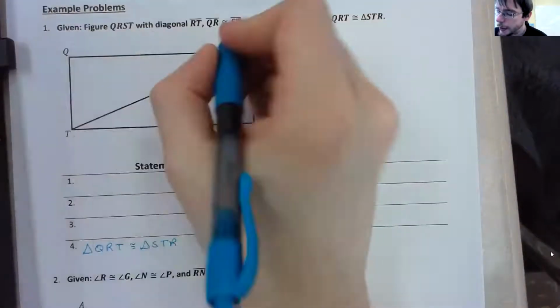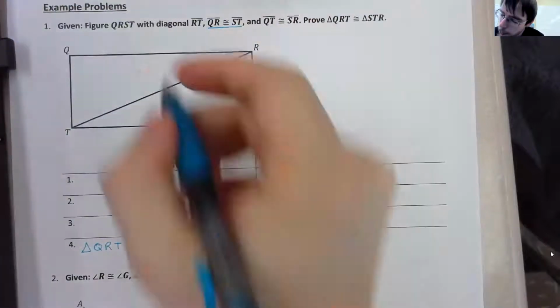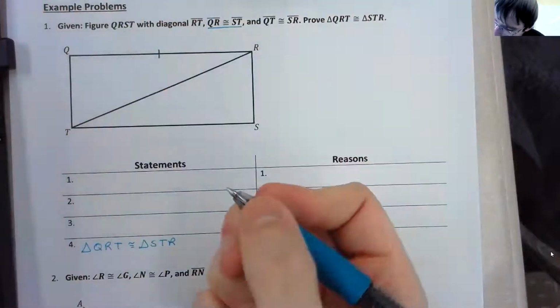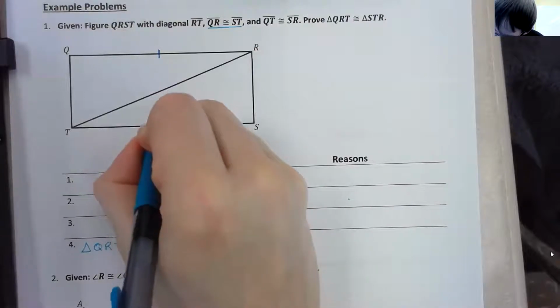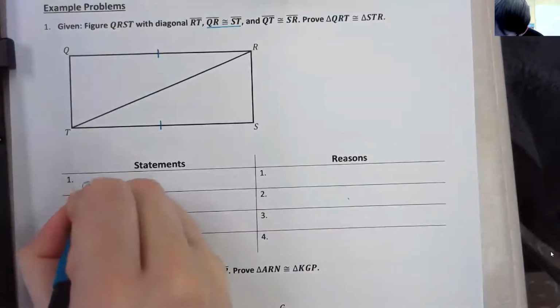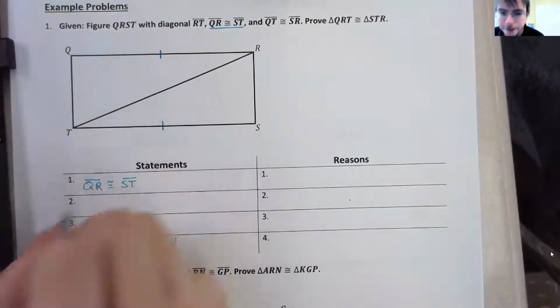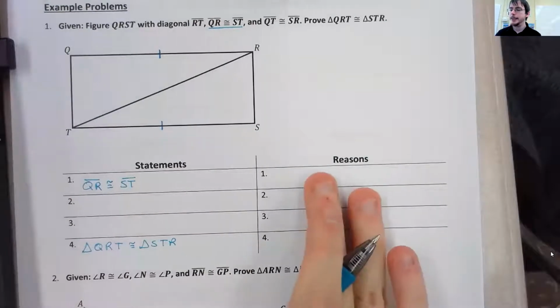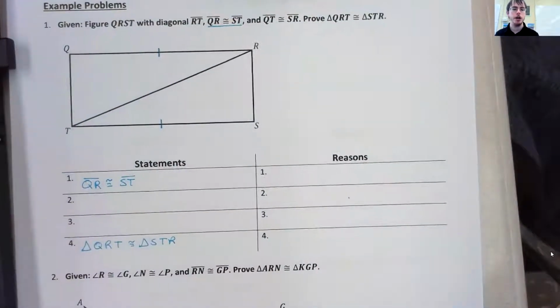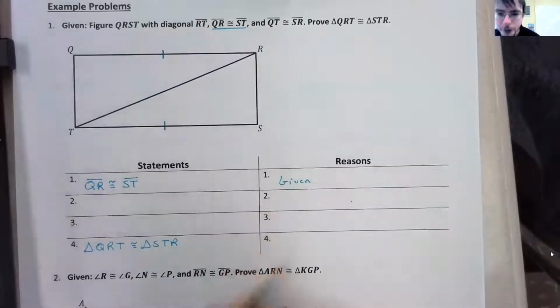So we see that given, and it says QR is congruent to ST. So I'm going to go ahead and mark those on the diagram as well, just to give me a visual indication. And then I'm going to write QR is congruent to ST. And then in my reason, since this was given to me in the problem, I'm going to write given as the reason.